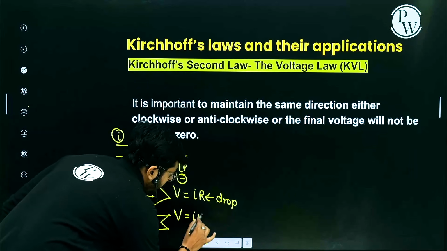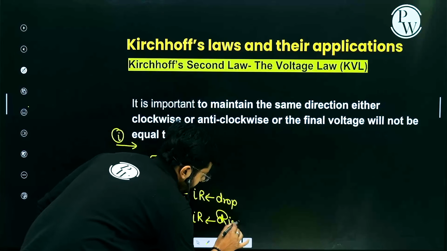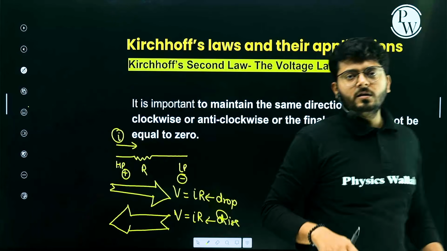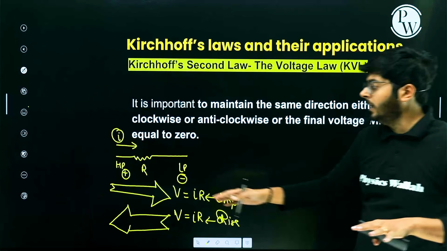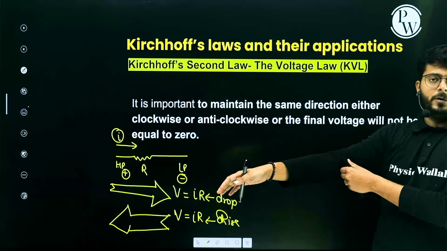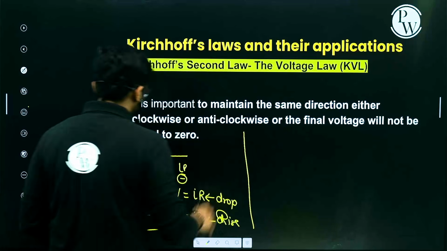The same value of potential rise will happen. Yes or no? So across a resistor, you will observe a potential rise or drop depending upon the direction in which you are analyzing, right? Let's move on, talk about the next idea, right?